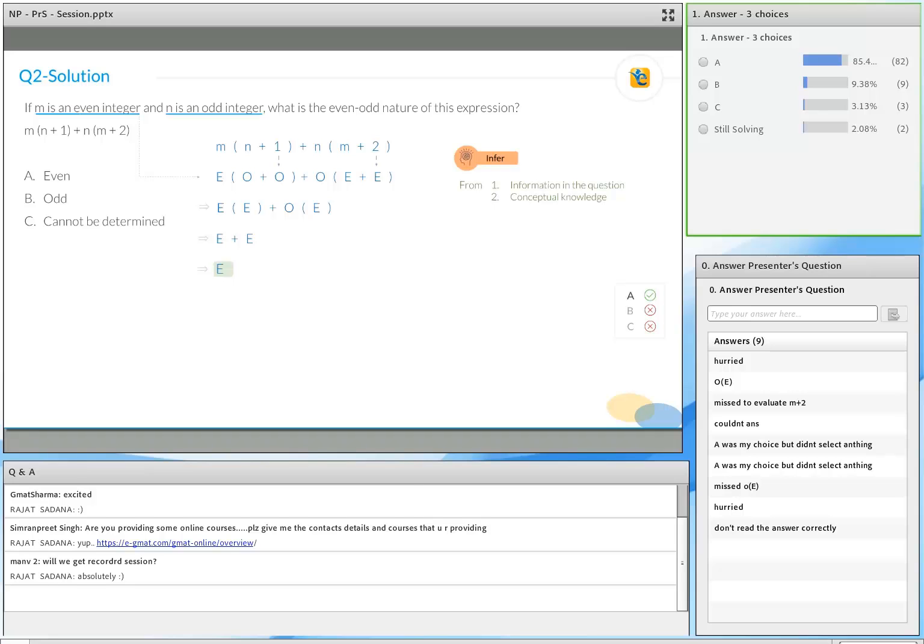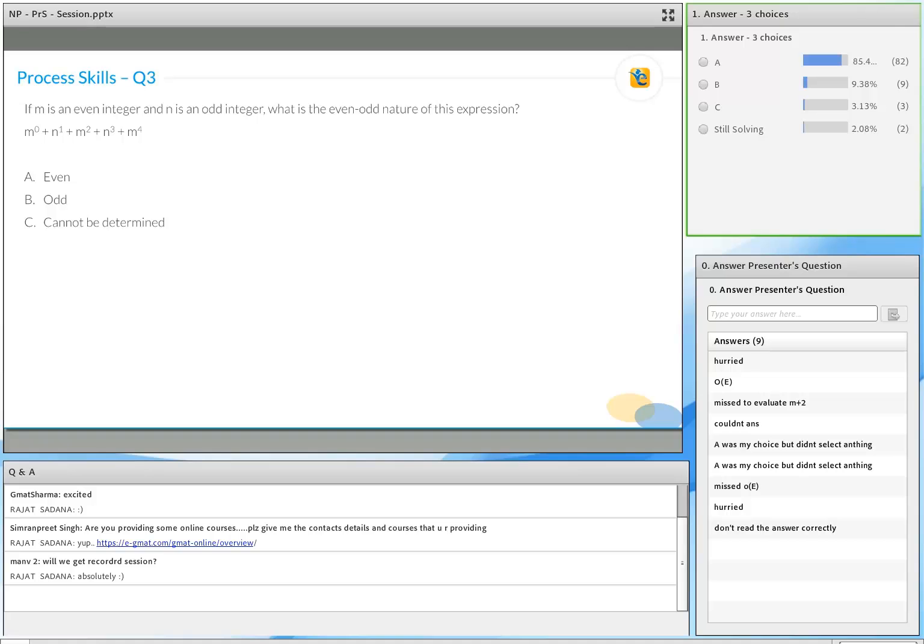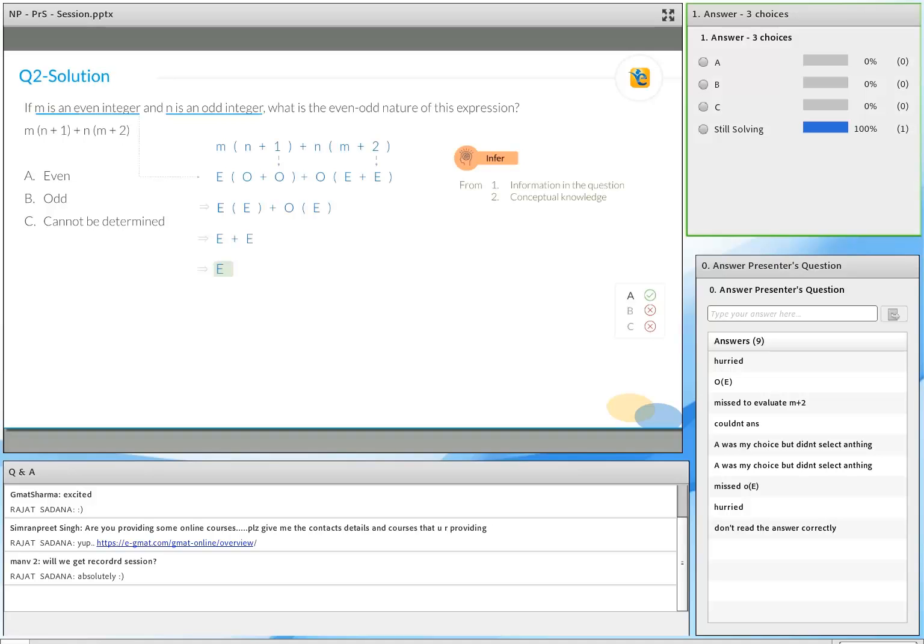All right, so now let's move on to question number 3 over here. Let's get all of you to click on still solving, please. Let's get back to that drill, still solving.